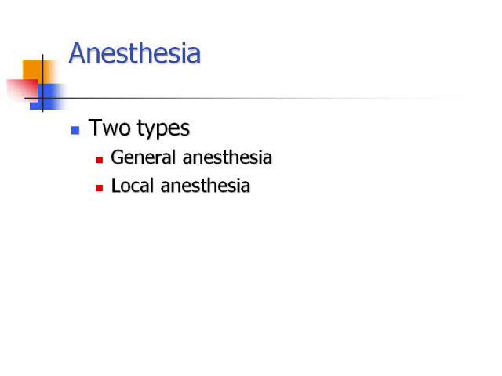There are two types of anesthesia. The first is general, and the second is local. Now we're going to talk about a few other minor variations, but those are the two major things we're going to talk about.